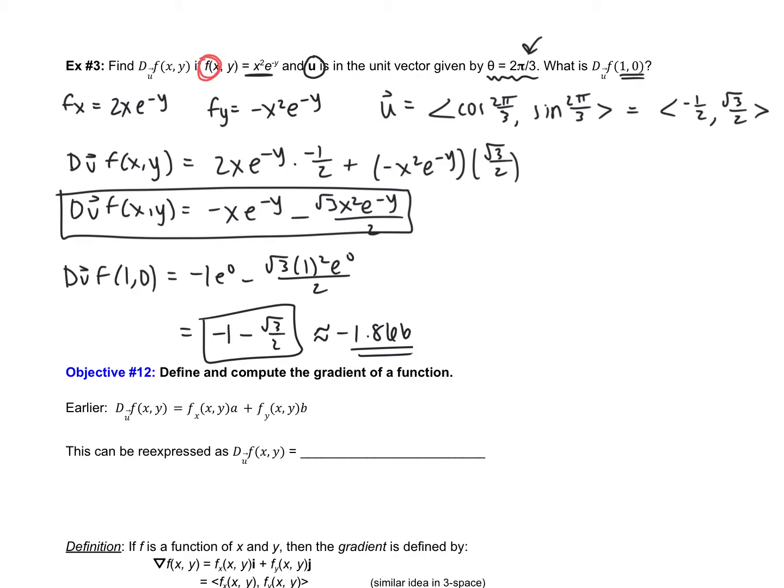And so again, that is the value of the change in f, or maybe z in this case is how you want to think of it. So the change in z as we move in the direction of u. So for every unit we move in the direction of u, f, or z, is going to decrease by 1.866 units. So that's the directional derivative. Where we go from here is we use that directional derivative in something called the gradient. So that's what we're going to move on to next.